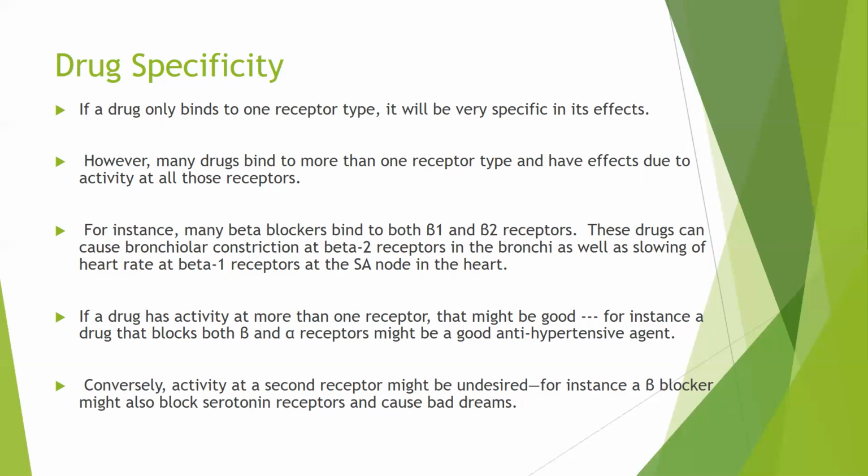So, if a beta blocker binds to both beta-1 and beta-2, it's going to have an effect on the lungs as well as the heart. So looking at this, it may be a good antihypertensive agent, but it can also cause bronchial constriction at those beta-2 receptors. So this could be problematic, especially for patients with COPD and asthma.